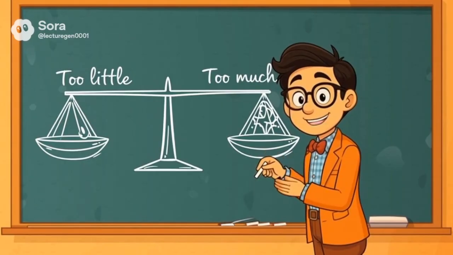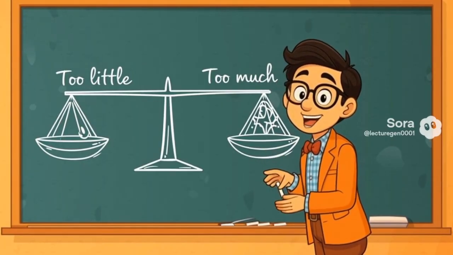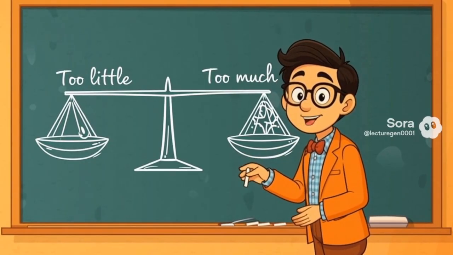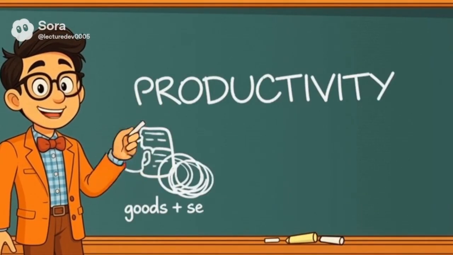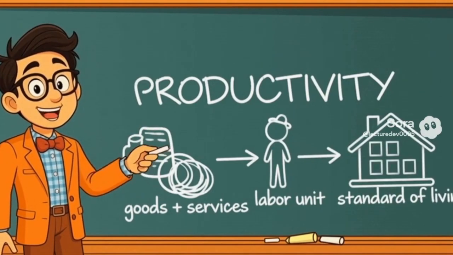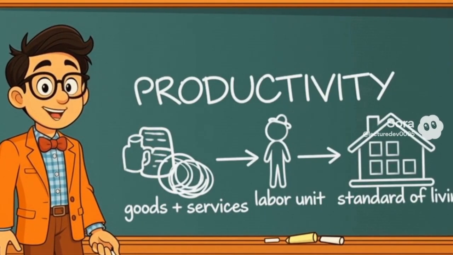The challenge is finding the right balance. Too little intervention, and problems persist. Too much, and efficiency may suffer. Now let's talk about productivity, the amount of goods and services produced from each unit of labor input. A nation's standard of living depends on its ability to produce goods and services efficiently.